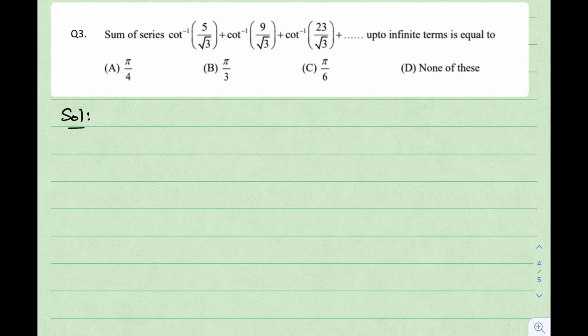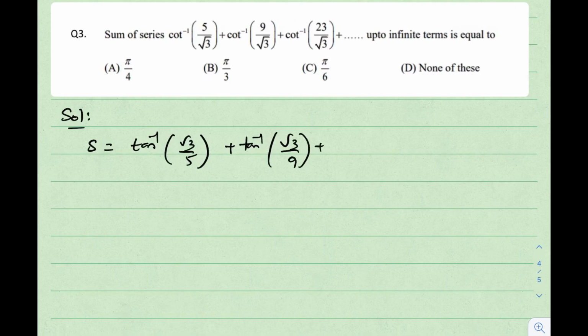Now let's look at question number 3. In questions like these, it's always preferable to convert into tan inverse. So we will convert the entire series into tan inverse. I will write this as tan inverse root 3 by 5 plus tan inverse root 3 by 9 and so on. Now we need to break this root 3 by 5 such that we get a difference of two terms. Let's divide numerator and denominator by root 3. So I will write this as root 3 by 3 and I will write this as 5 by 3.